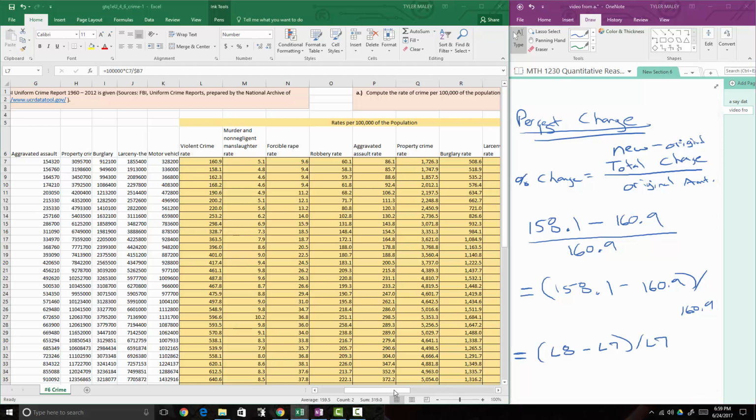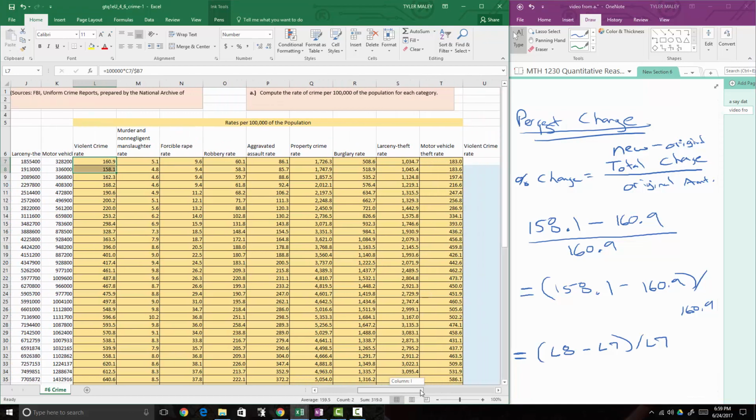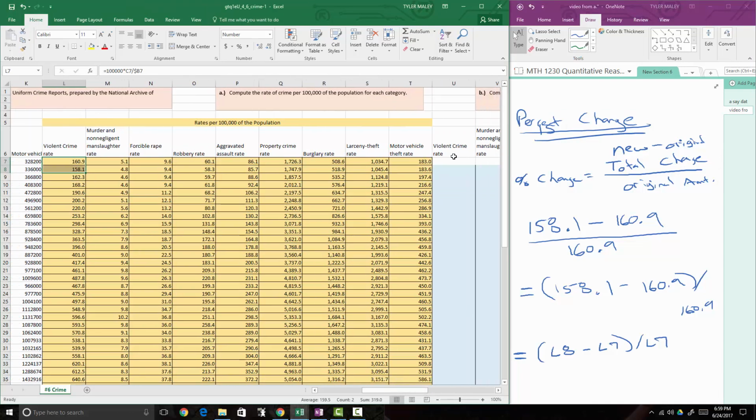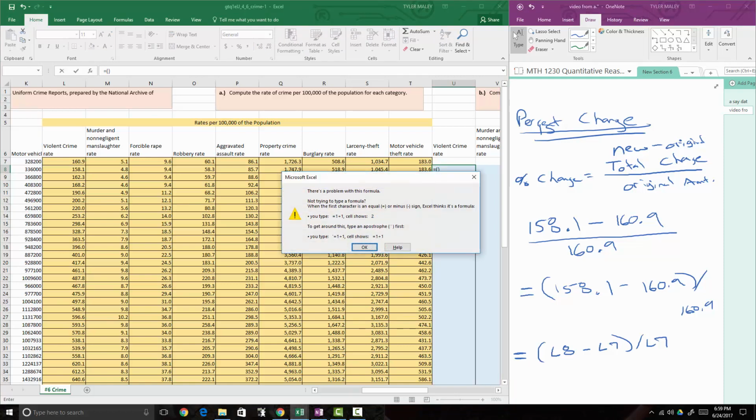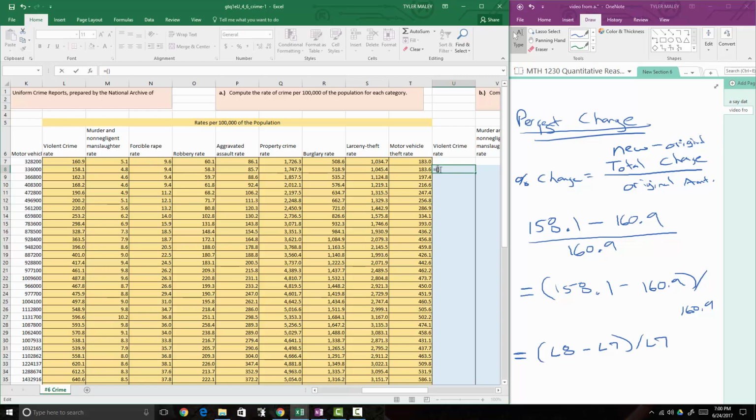And if we think about if we want these formulas to move, let's think about pulling it down one, right? So I'm going to enter this in, so equals, then inside the parentheses, I'd want to put L8 minus L7, and then divide by L7, right?